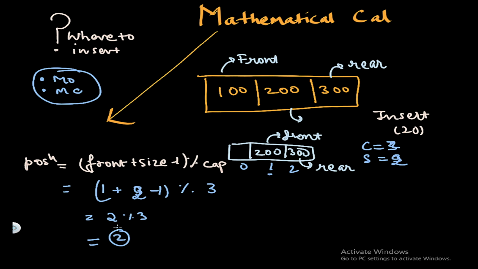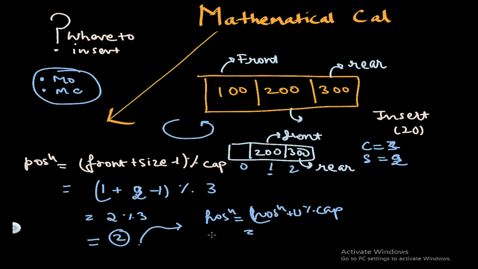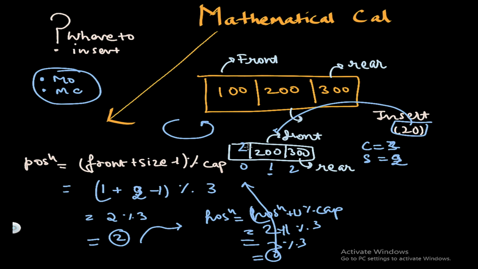But is it right? No. So there is one more step ahead: position is equal to position plus 1 modulo capacity. It is just a circular thing, right? So position is 2 plus 1 modulo capacity. So 3 modulo 3 comes to 0. Yes, it is the right answer. 0 is the right place to insert my element. So I will say position is equal to 0. I will move 20 over here and rear would become this. All the things are sorted now.